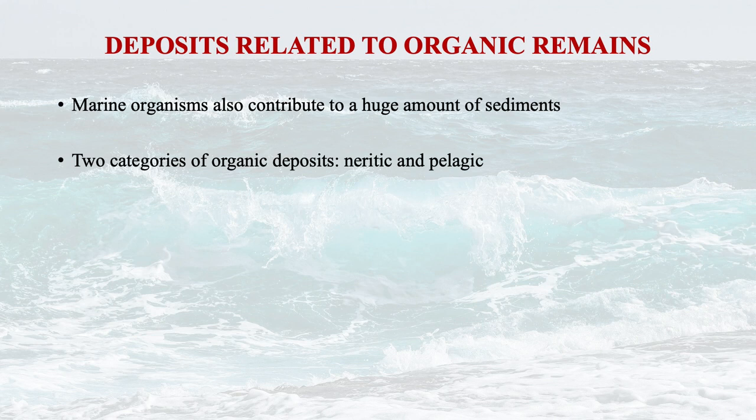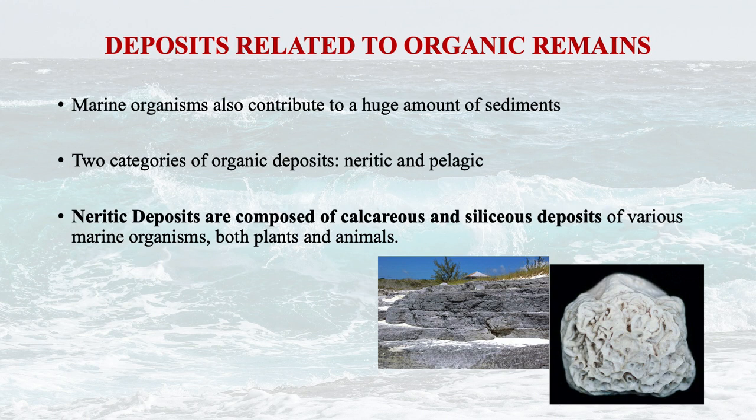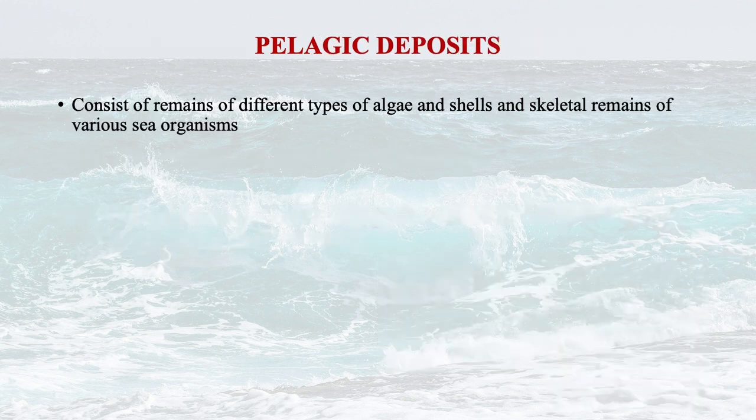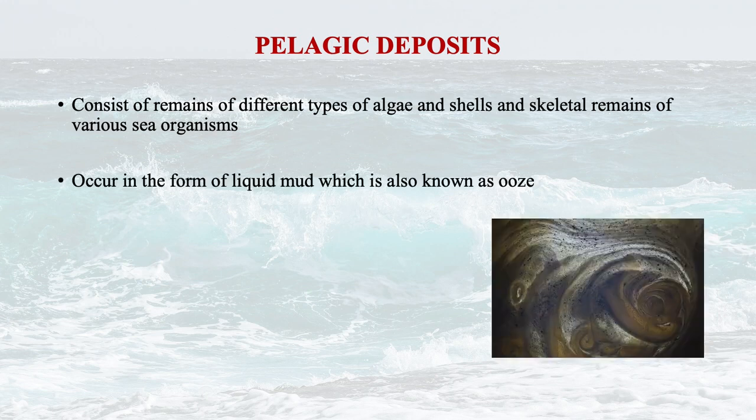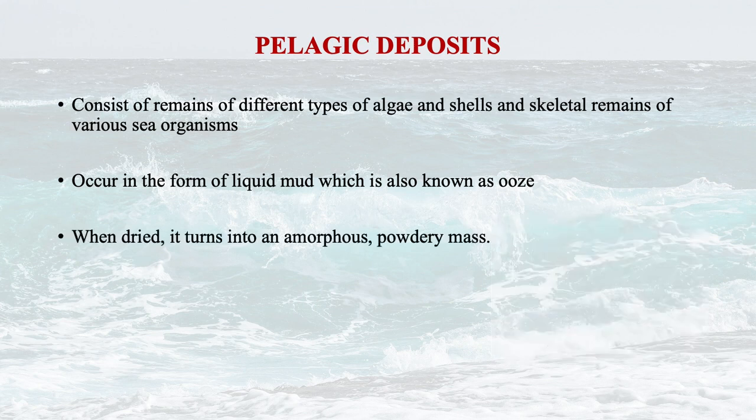You are already acquainted with these terms. Neritic are the shallow water deposits with low salinity, and they are composed of calcareous and siliceous deposits of various marine organisms, both plants and animals. And the pelagic deposits consist of different types of algae and shells and skeletal remains of various sea organisms. They occur in the form of liquid mud, which is also known as ooze. When dried, it turns into an amorphous powdery mass.